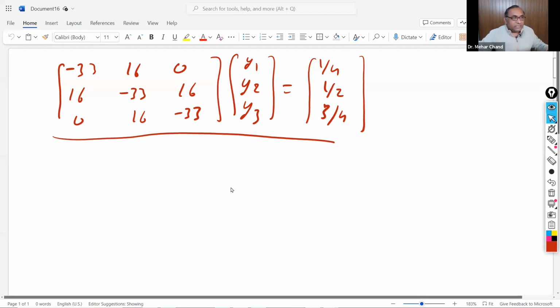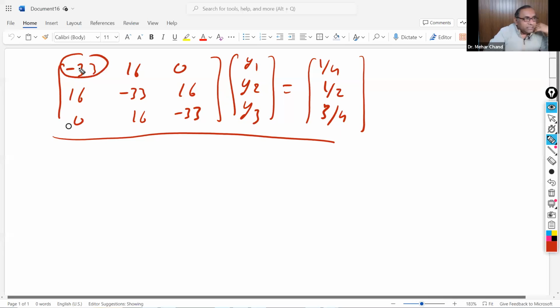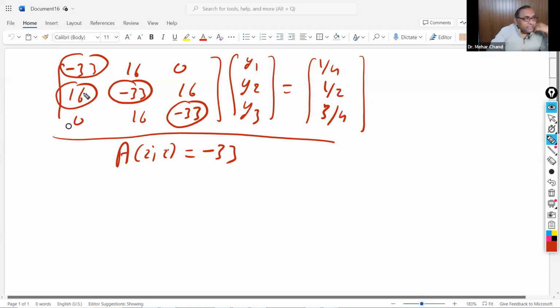Now this explanation will help you. These are the coefficients. This is A11, A22, A33. You can see these are the diagonal elements. A tri-diagonal approach we can also use. Then you will take this element, this element, this element, this element.